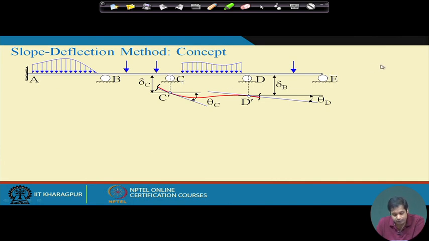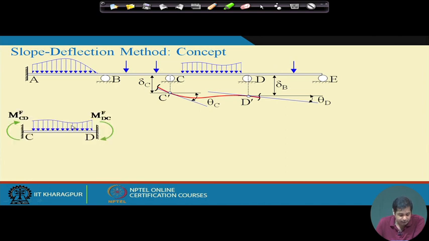Now similarly, to get the primary structure we constrained the degrees of freedom at C and the degrees of freedom at D. So the primary structure becomes this, isn't it, which is a fixed beam subjected to externally applied load. So this beam is CD. Now because of this loading, the moments generated at the fixed end are this.